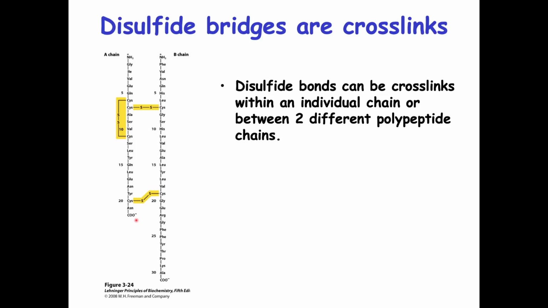So these disulfide bonds can be cross-links within a single chain or between two different polypeptide chains. And what we see here is that these are disulfide linkages. We see one here between the alpha chain and the beta chain. We then see another disulfide bond here linking the two chains. And then we see a disulfide bond formed here within a single chain.